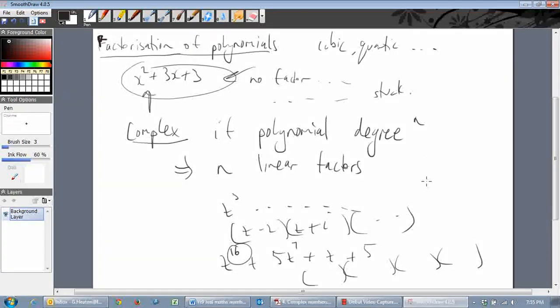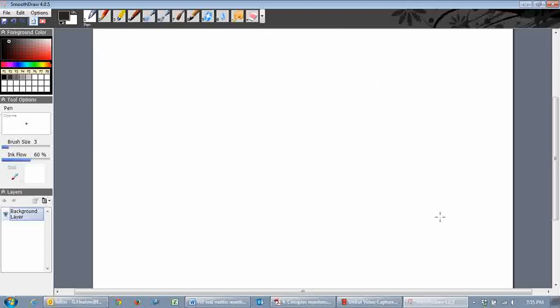A linear factor will just be z minus some complex number, so z minus i or z minus 2i plus 4 or something. They're all linear factors, so that'll reduce down to 16 linear factors. That's the first thing to note: it can always be factorized. Always. There's no expression in complex algebra that cannot do that.